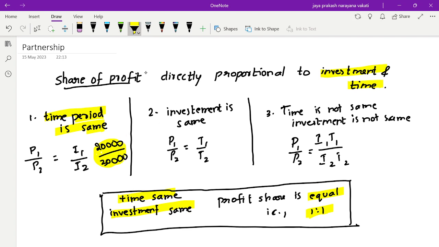Similarly, the second case is if the investment is the same, like 10,000 each, then the share of profit will be dependent on the ratio of the time periods in which they have invested. And the last one: if the time period as well as the investment are not the same, then the share of profit will be dependent on the product of investment and time period. So that's it. Now we'll go on to the problems, guys.